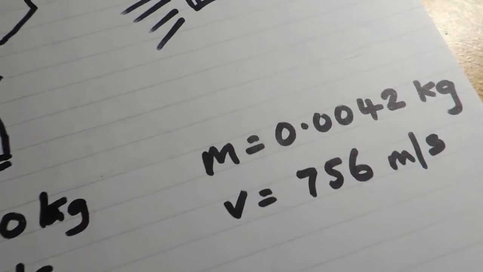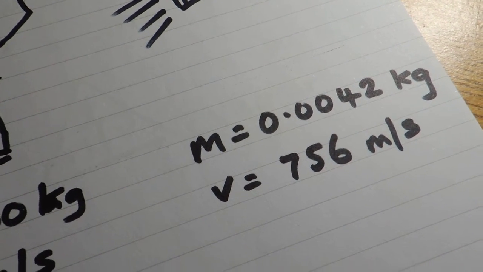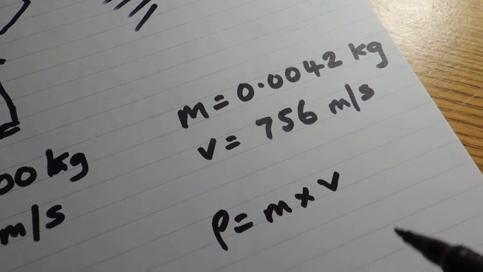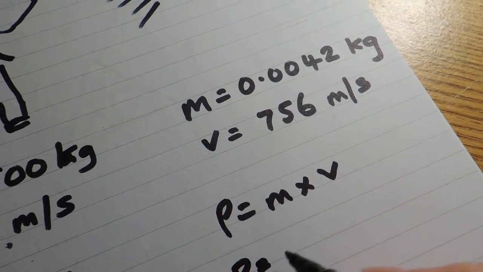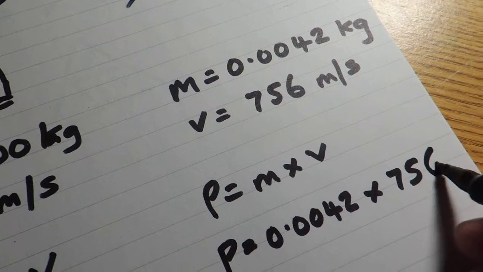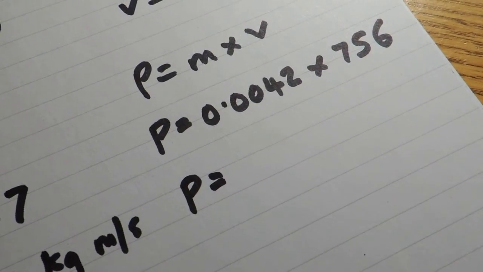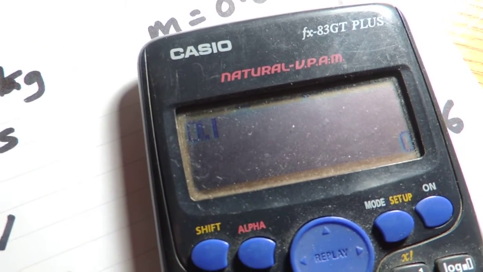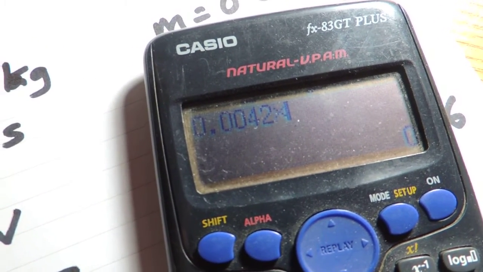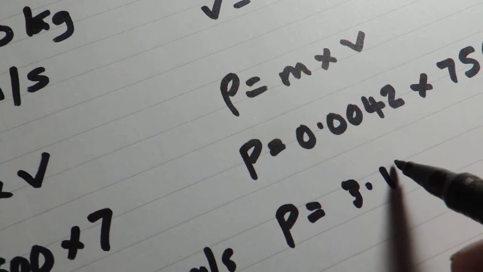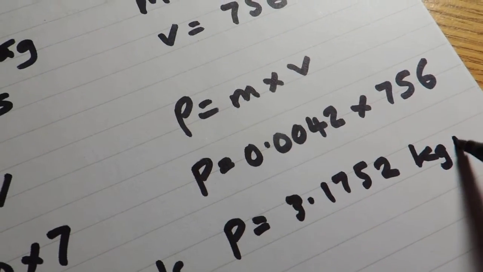Let's compare that to the bullet. Now the bullet is travelling at twice the speed of sound, more than twice, but it doesn't have a very large mass. So, using the same equation, let's work out the momentum of the speeding bullet. So it's 0.0042, not a very big bullet, times 756. So the momentum of the bullet, use my calculator again. So it's 0.0042 times 756 equals, you can see that, 3.1752. 3.1752 kilogram meters per second.